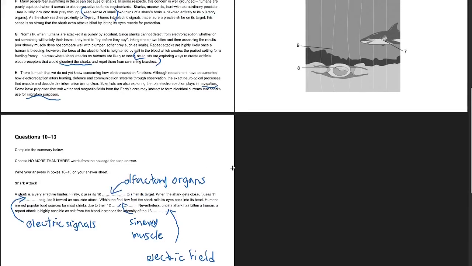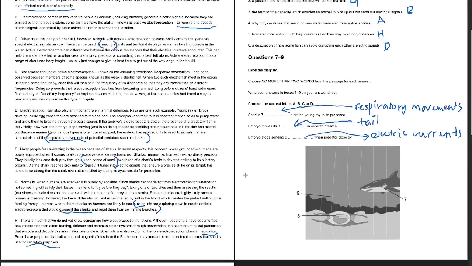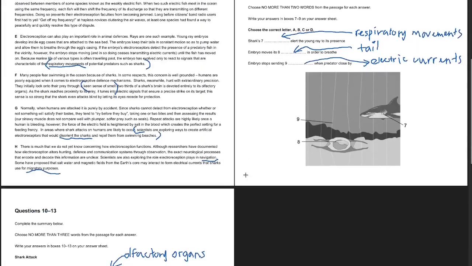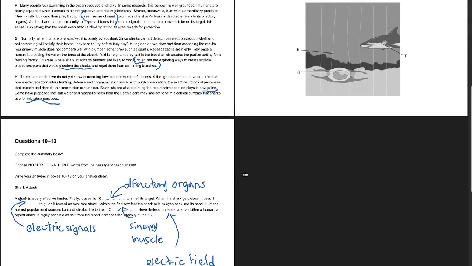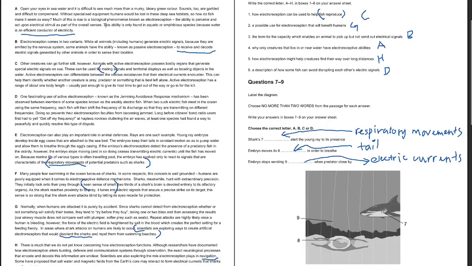Okay, so yep. This is section 1 of the academic test. I hope you guys learned from this video. In order to do IELTS academic reading, what you need to do is to not look at the passage before answering the question. You need to actually look at the question first before reading the passage in order to find the keywords. Like what I mentioned just now, for example, the first question says how electrical reception can be used to help fish reproduce. You can just look through everything quickly and find the keywords.